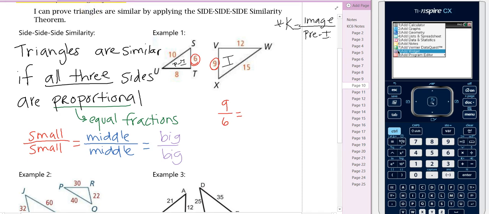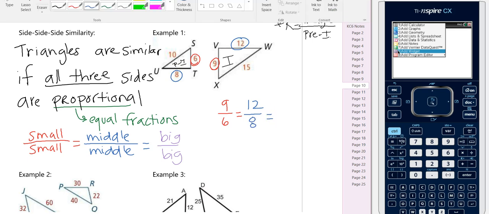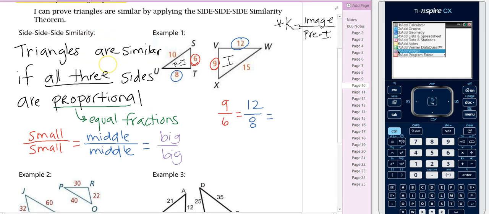So our middle side, I don't want the biggest side, I want the one in the middle. That would be 12, again going from image to pre-image, over 8. This is going to equal my big side, which would be 15, again image over pre-image, over 10.